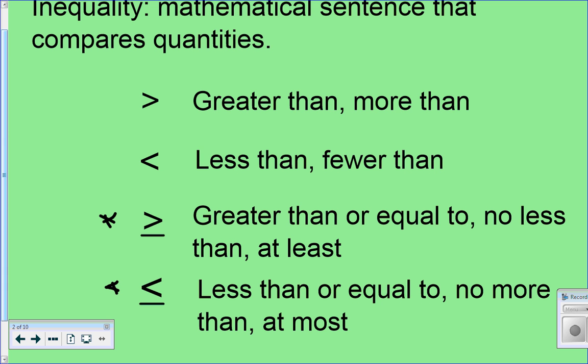Know that too. I have a few different things that mean these signs. You're going to want to know that too. Greater than can also mean more than, less than, fewer than, so make sure you get all those written down because you're going to want those.